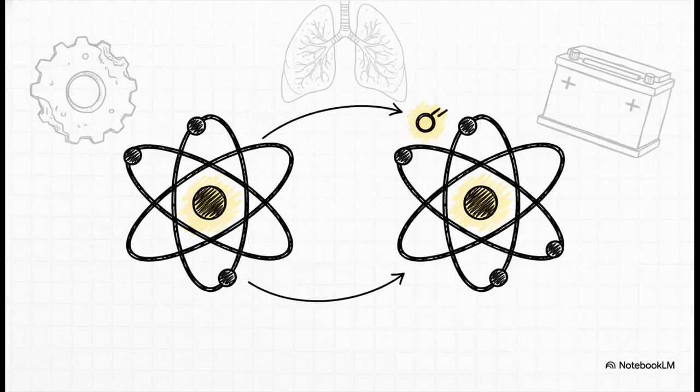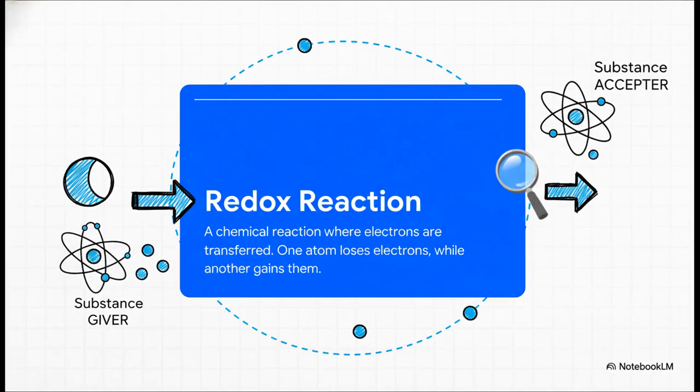Well, there's the answer. Deep down, at the atomic level, all of these things are driven by the exact same elegant action, an electron hopping from one place to another. This is the great electron exchange. And that transfer is what chemists call a redox reaction.